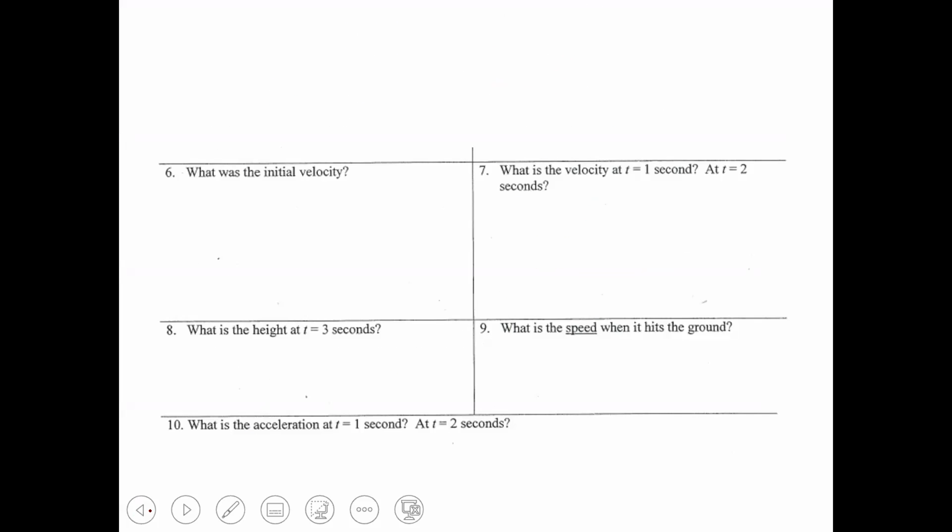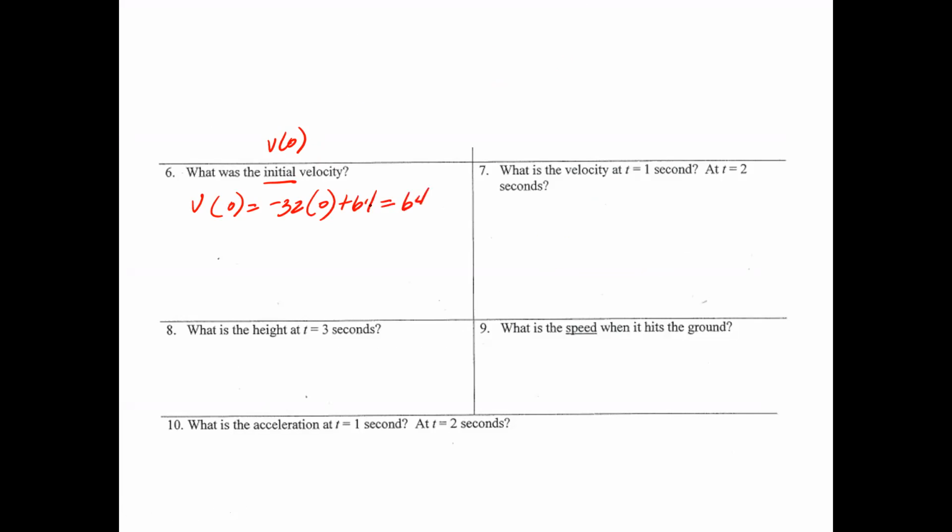All right, number 6. What is the initial velocity? Initial means you're looking at v of t, which is going to be v of 0. So I'm going to plug that in. v of 0 is equal to negative 32t, so replace the t with 0, plus 64. So that's just going to give you 64.